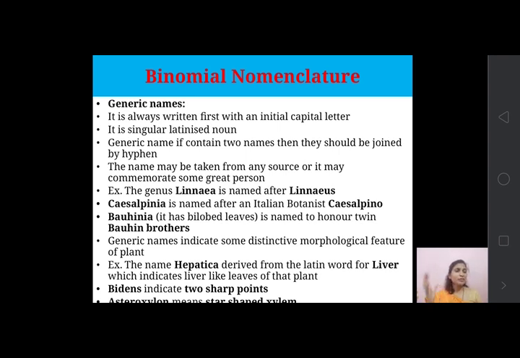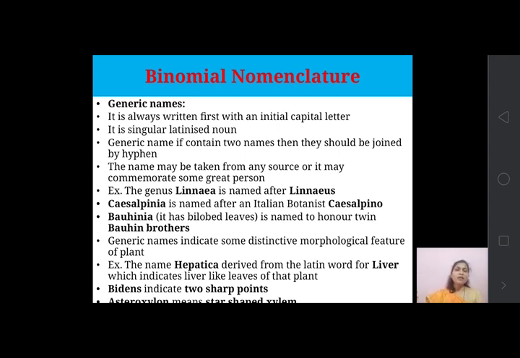Caesalpinia is the name of a particular plant, and Caesalpinia pulcherrima is there, it is the Shankasur. So Caesalpinia is named after an Italian botanist, Cesalpino, who was a botanist, and after him the name is given to that plant, Caesalpinia.